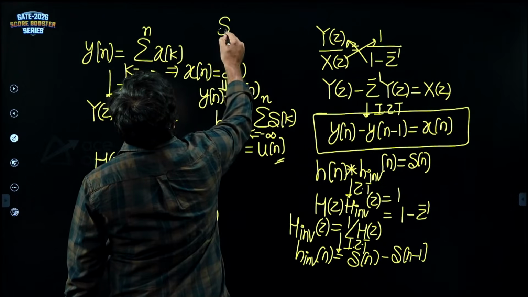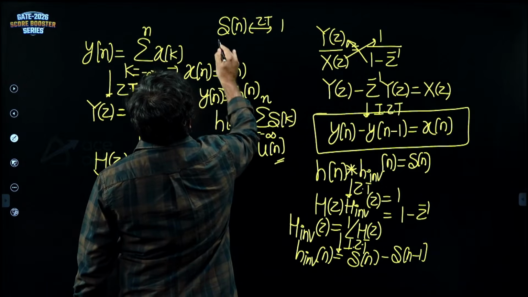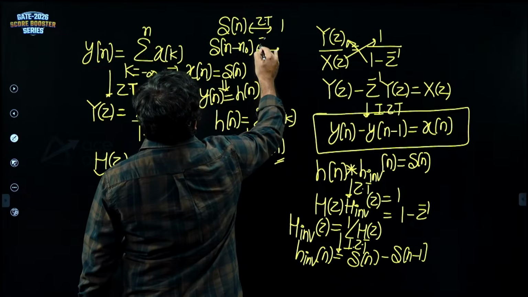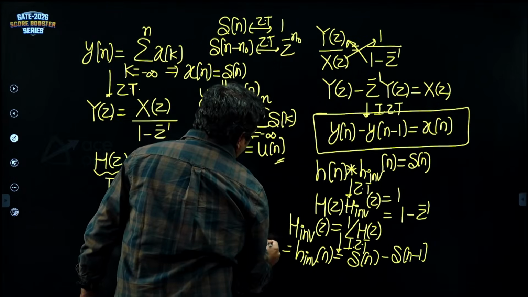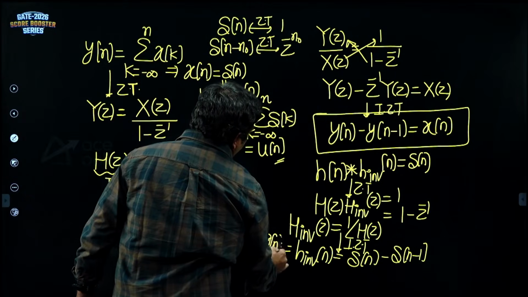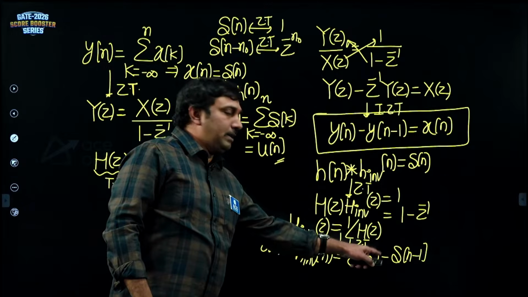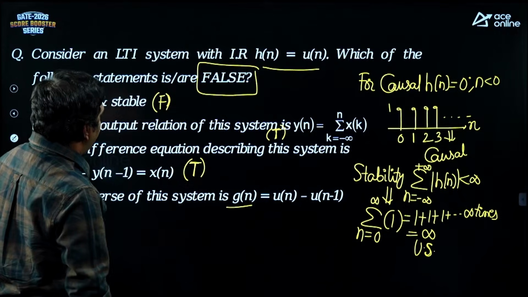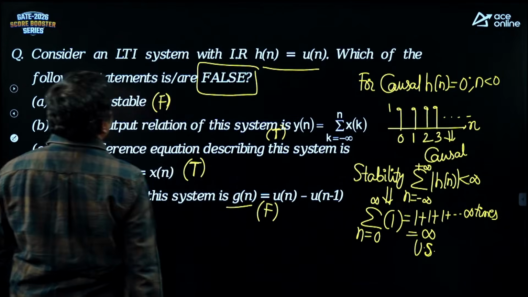Recollect, the z transform of del of n is 1, and the z transform of del of n minus n naught is z power minus n naught. This is what he mentioned in option D as g n, the inverse of the system. So, we got the inverse as del n minus del of n minus 1, but what is given in the option? u n minus u of n minus 1, so it is false.